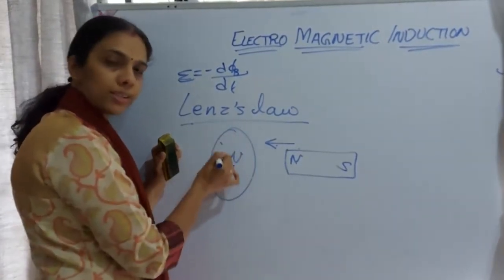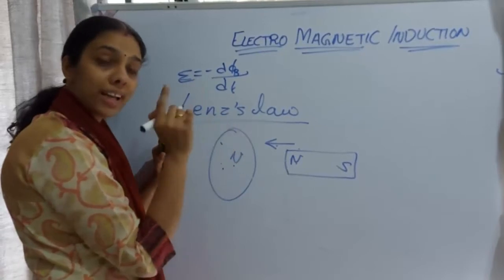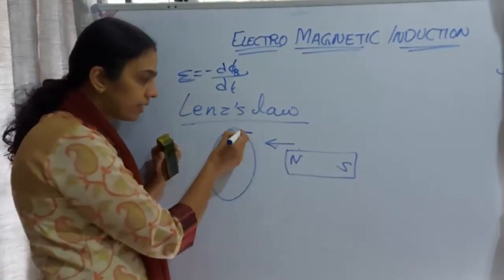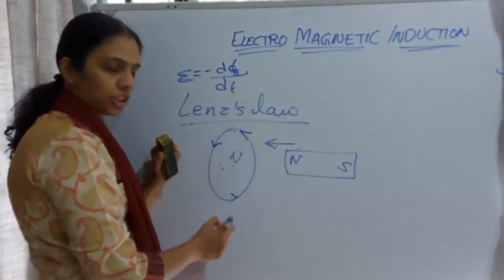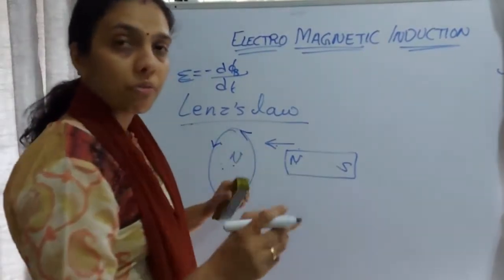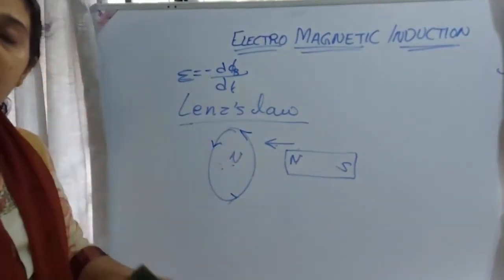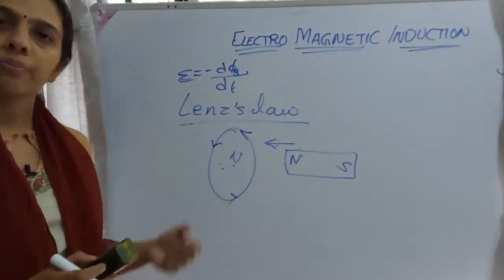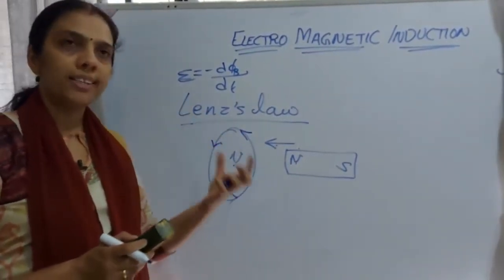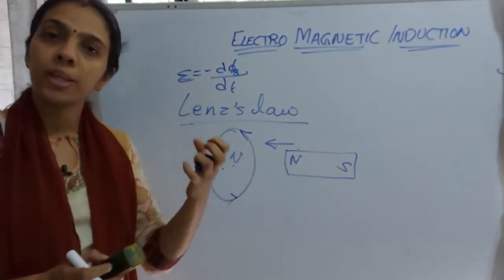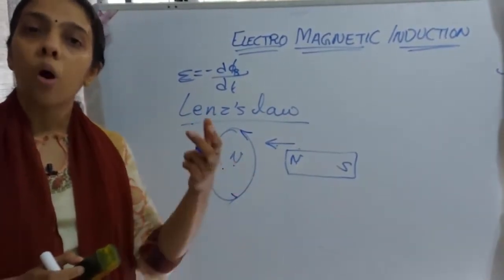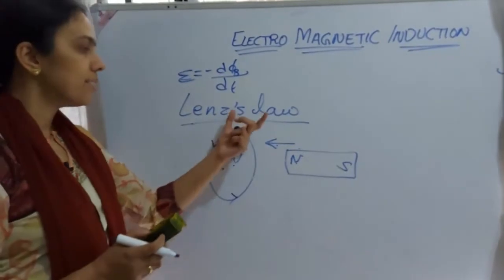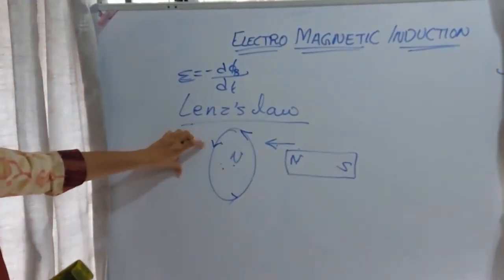If a north pole is developing over here, what will be the direction of current? It will be in the anti-clockwise direction. Induced EMF or induced current will be in the anti-clockwise direction. That is Lenz's law. Clear? So as per Lenz's law, the induced EMF will always oppose the cause for its production. This one can be explained in such a manner.